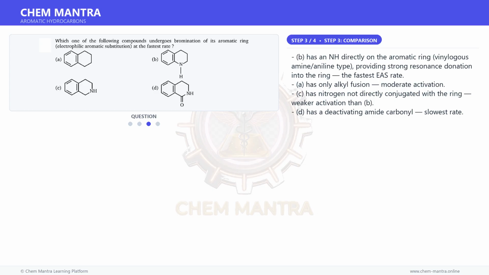Moving on to the next step. B. Has an NH directly on the aromatic ring, vinylogous amine, aniline type, providing strong resonance donation into the ring, the fastest EAS rate. A. Has only alkyl fusion, moderate activation. C. Has nitrogen not directly conjugated with the ring, weaker activation than B. D. Has a deactivating amide carbonyl, slowest rate.